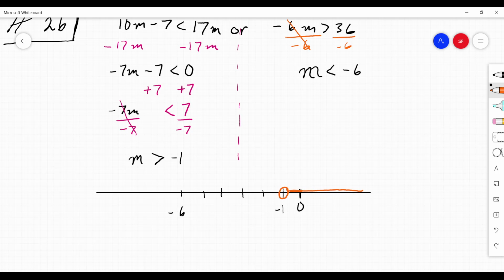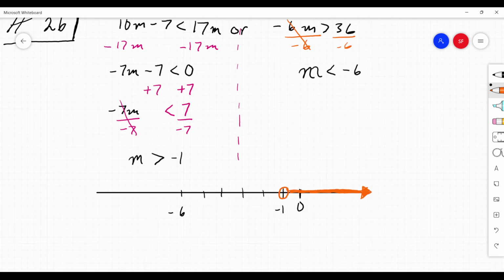Do you always have to write the compound inequality, write them together? If it's asking for a compound inequality, you have to do it together. This one we're just asked to solve it and graph it. So you wouldn't have to rewrite it.